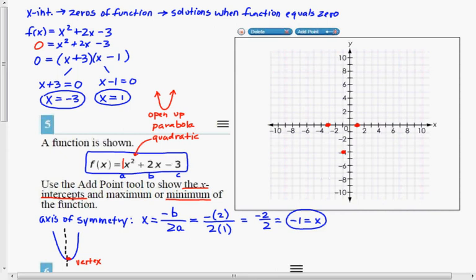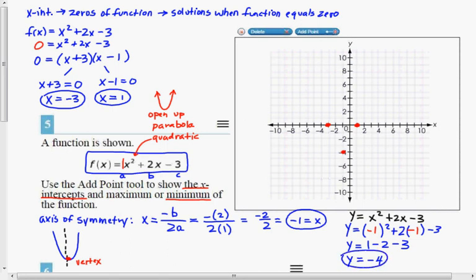If that's the x-coordinate and I want to find the y-coordinate that goes with it, I can use my equation: y equals x squared plus 2x minus 3. Let's put negative 1 in for x. Negative 1 squared is negative 1 times negative 1, so that's 1, plus 2 times negative 1, that's minus 2, and then minus 3. What I end up with is y equals negative 4.